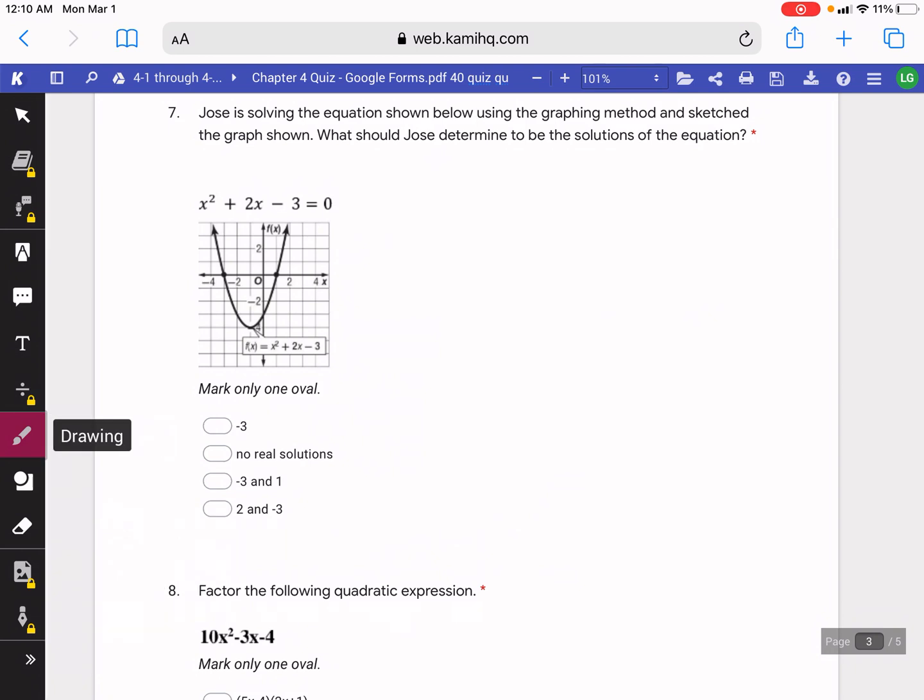In this next question, it said Jose solved the equation below using the graphing method. So they want to know what are his solutions going to be. When you're using a graph, your solutions are your zeros or x-intercepts.